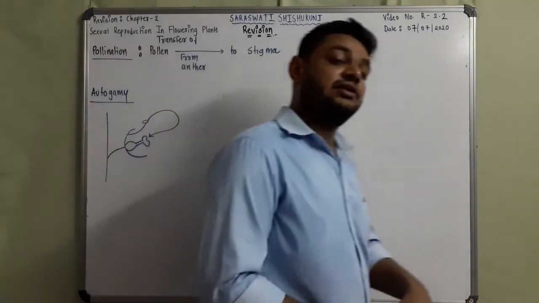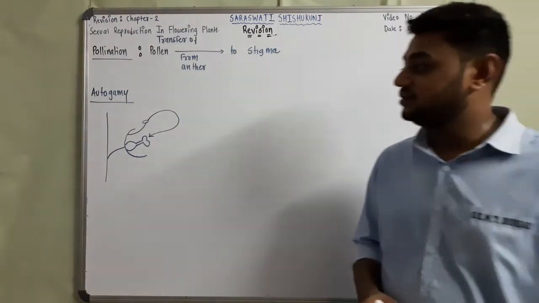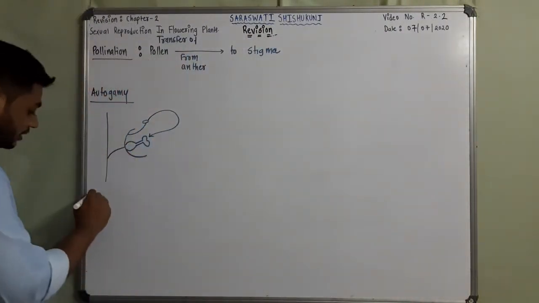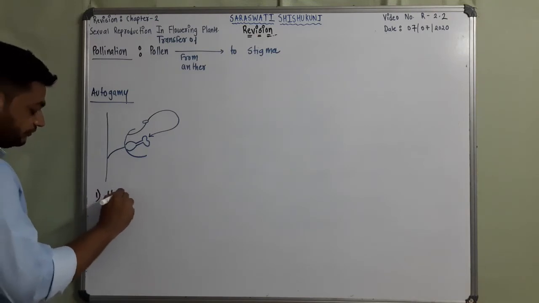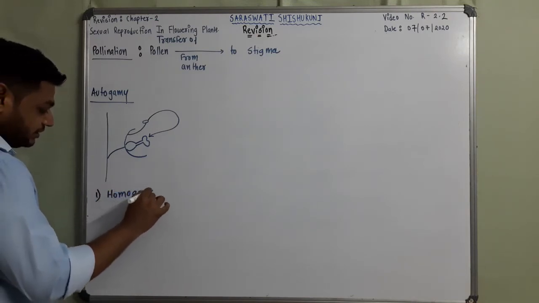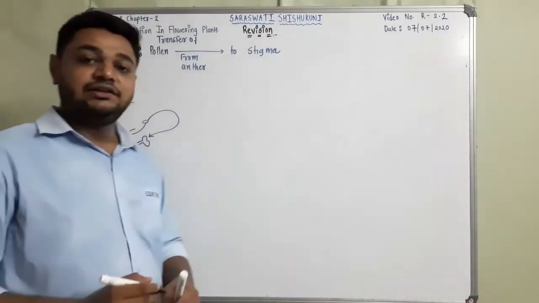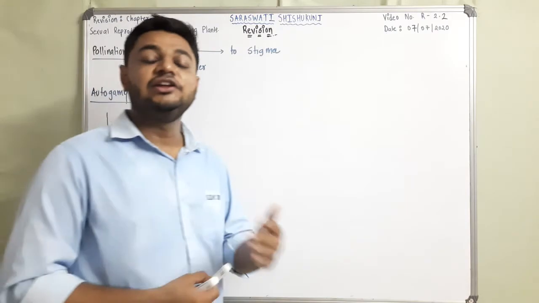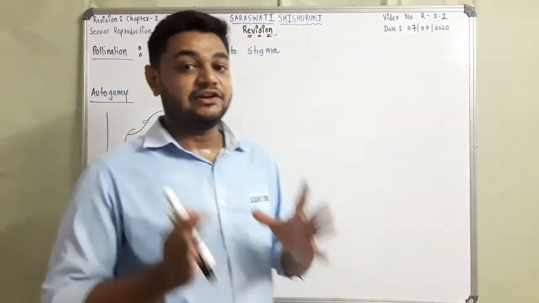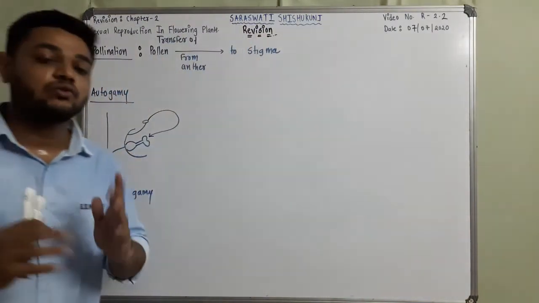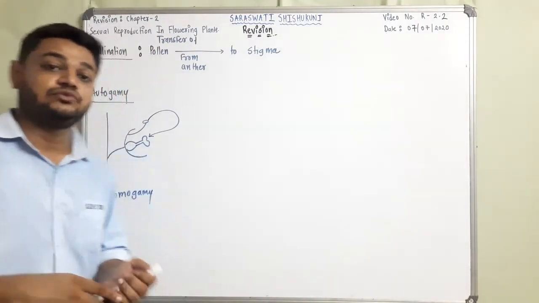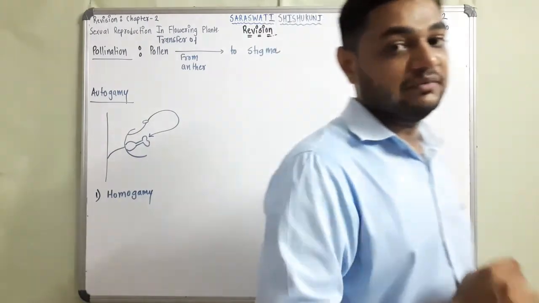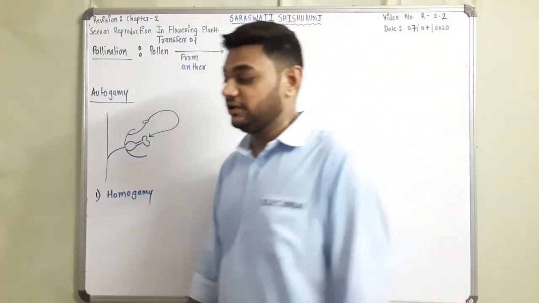In autogamy, there are two adaptations. One is homogamy. In homogamy, we can say that the maturity time, meaning the release of the anther as well as the receptivity of the stigma, is synchronized, meaning both occur at the same time, so that the self pollen can germinate on the stigma and it results in autogamy.